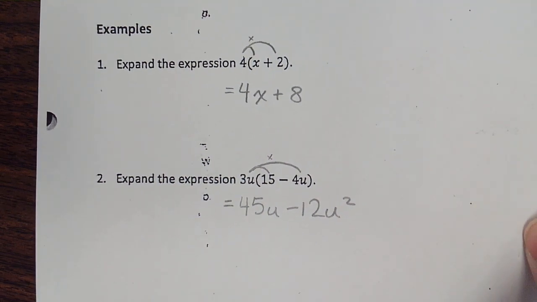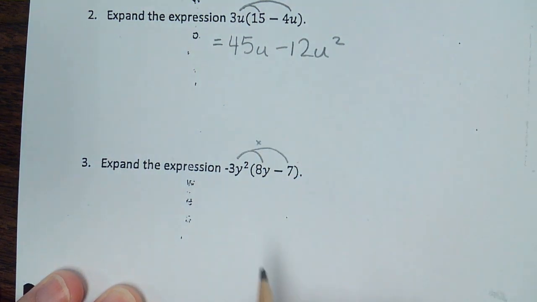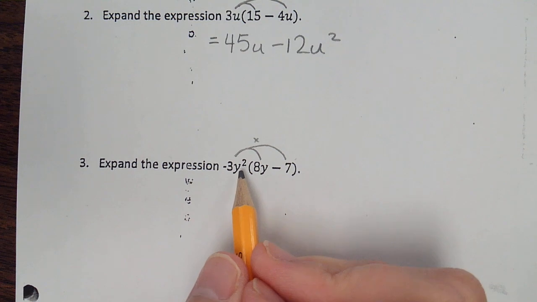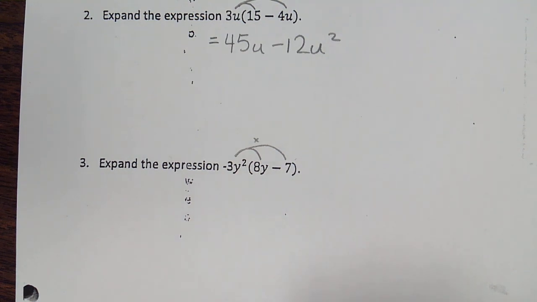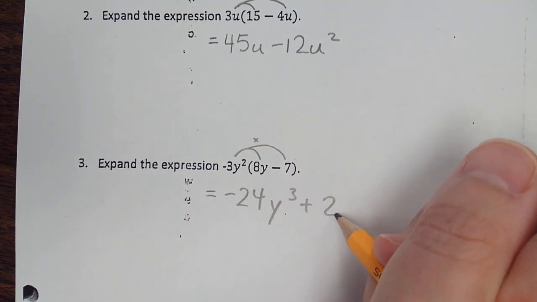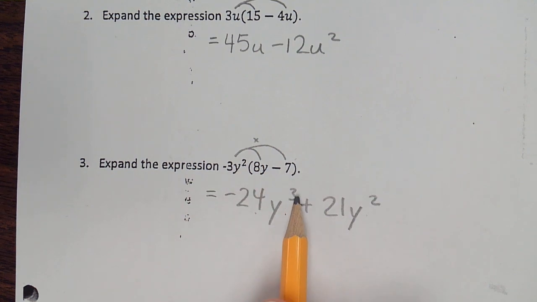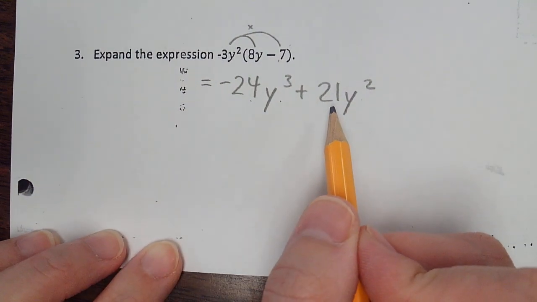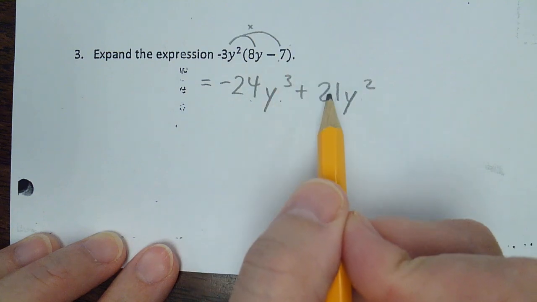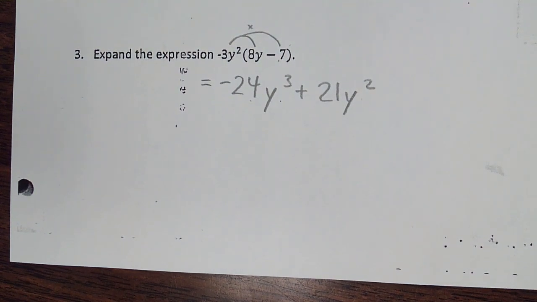Okay. And then example 3 here. This is a negative 3y squared, so be careful. Negative 24y cubed plus 21y. Good job. Okay, so negative 24 y squared times y, you add the exponents, so you get y cubed. And then negative 3 times negative 7, you get positive 21. All right, so be very careful with your sign.